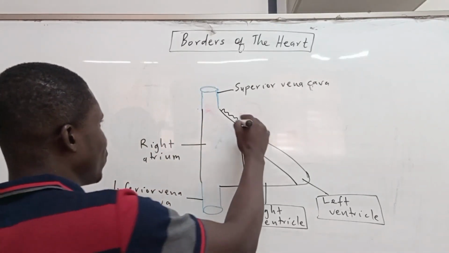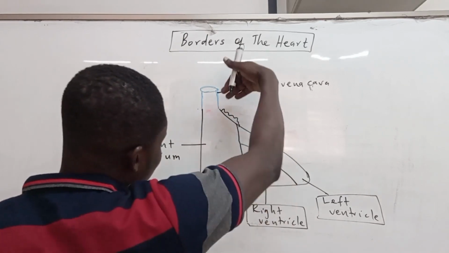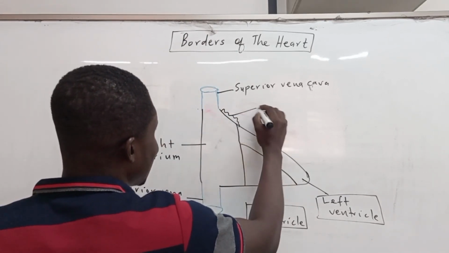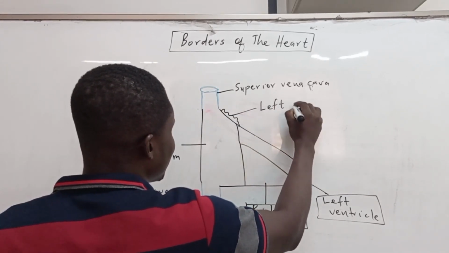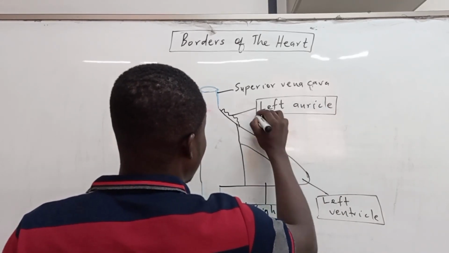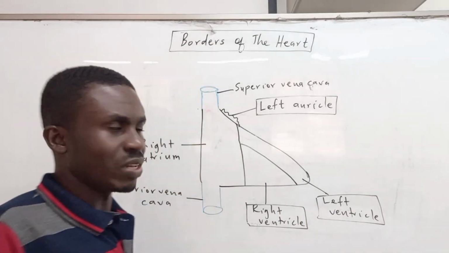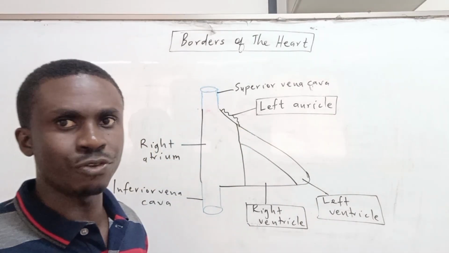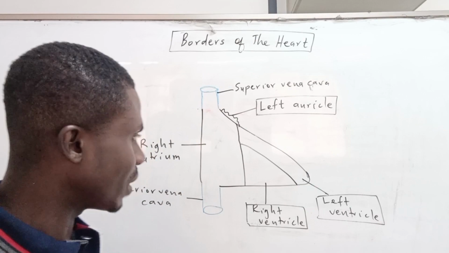Now the one I've put over here, to the posterior aspect where you see some portion, is actually the left auricle, just a small portion. But we don't see the main chamber of the left atrium. The auricle, the appendage, is the one we find over there.